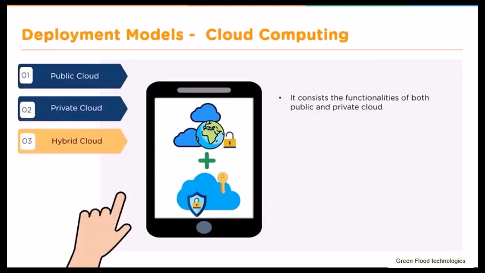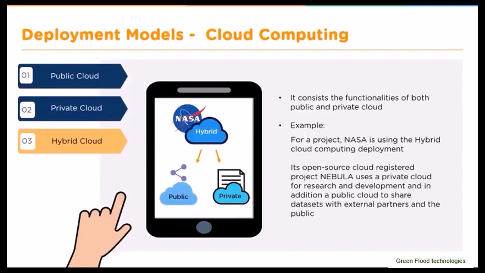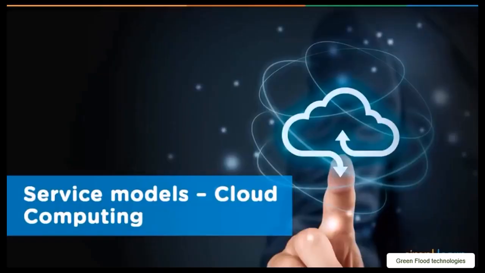The third option is hybrid cloud. It consists of the functionality of both public and private. For example, NASA is using hybrid cloud computing deployments with its open source cloud project, Nebula. It uses a private cloud for research and development, and an additional public cloud to share datasets with external partners and the public. Here, the private clouds are connected to public clouds, allowing data and applications to be shared between them.